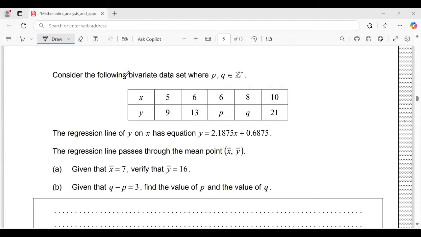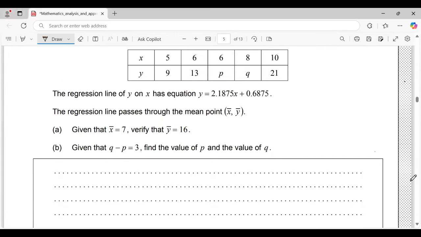Consider the following bivariate data set, where P and Q are positive integers. That's the data. There are P and Q here. The regression line of y on x has this equation. The regression line passes through the mean point, x-bar and y-bar. Given that x-bar equals 7, verify that y-bar equals 16.